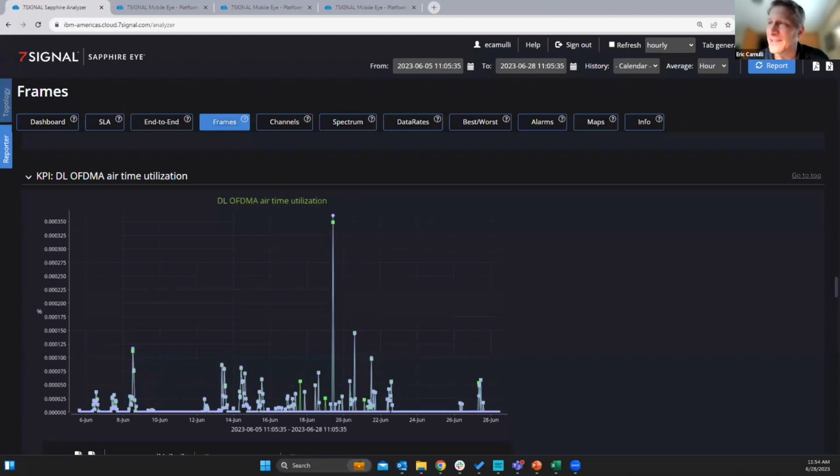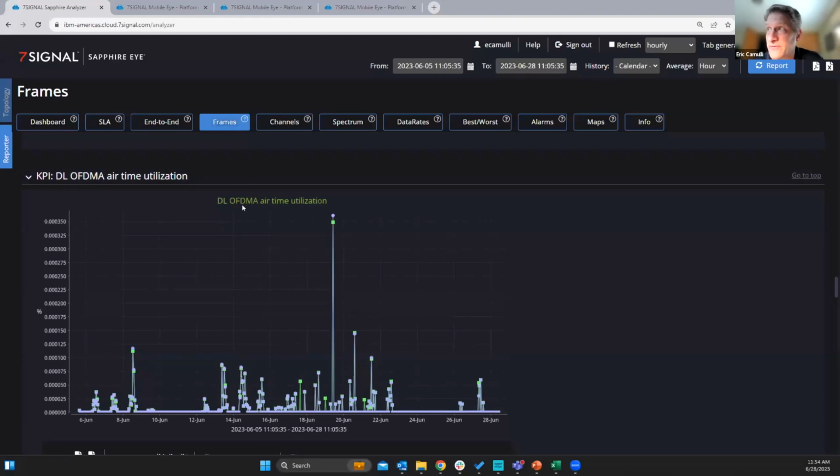Okay, so here we go, guys. Inside 7Signal, we've got our Wi-Fi 6 sensor out there. There's the Sapphire Eye 6200. And the 6200 is Wi-Fi 6 enabled, and it's already starting to capture some of these OFDMA frames in the air flying around, as you can see in this location.